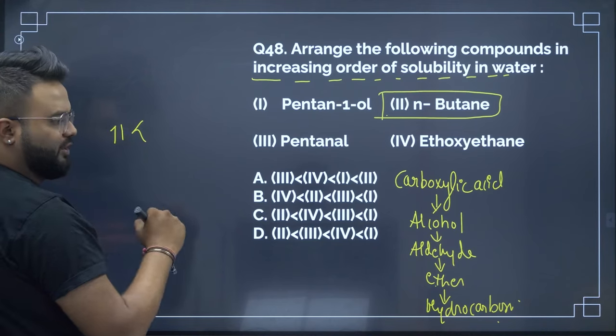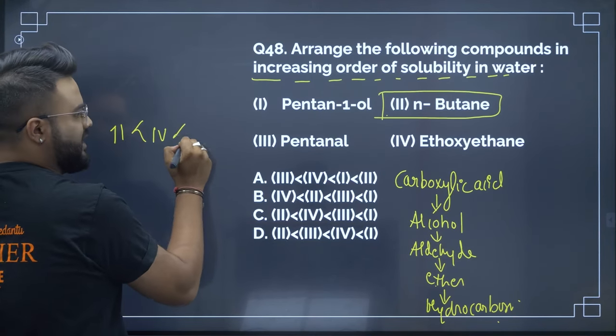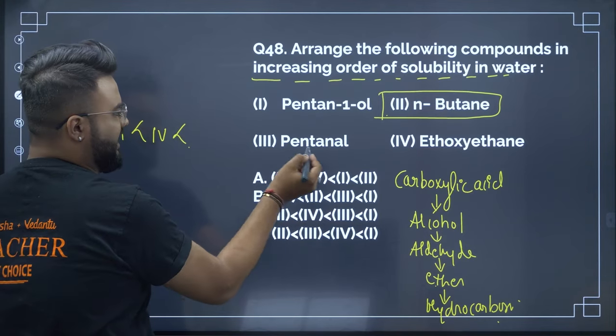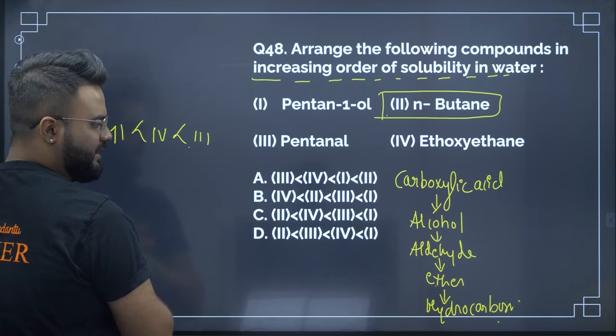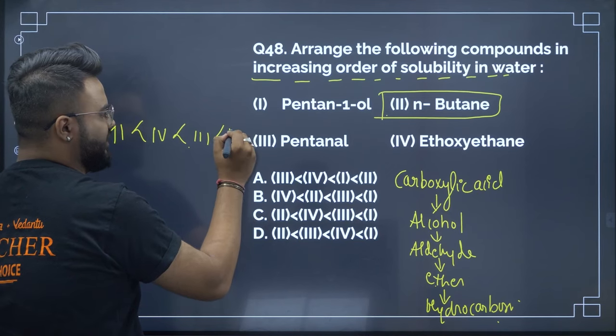After 2, listen to me. After 2, which is the ether? Ethoxyethane. So that is 4. Next it is aldehyde, pentanal, that is 3. Clear? Next it is alcohol. Then it is only pentanol, that is 1.